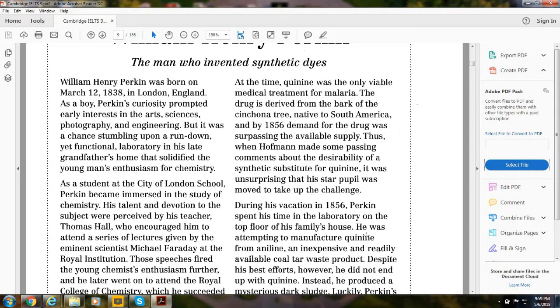So basically the question was that Perkin hoped to manufacture a drug from a coal tar waste product. That was the question. And what you got to do is look at the phrase: he was attempting.